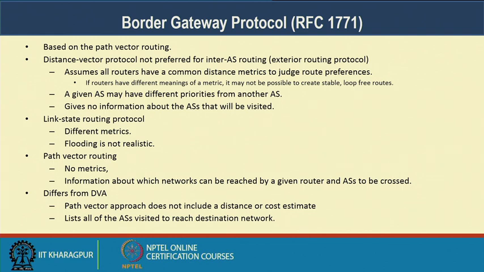Even in the case of a link state protocol, there is a different metric. Flooding is not realistic in such a large internetworking scenario. It will eat away a lot of bandwidth, and finally, convergence will be a major problem. Every router keeping track of the whole network topology is ideally fine, but it is not practically feasible, because it is not possible to converge on the whole network and take a call based on that.